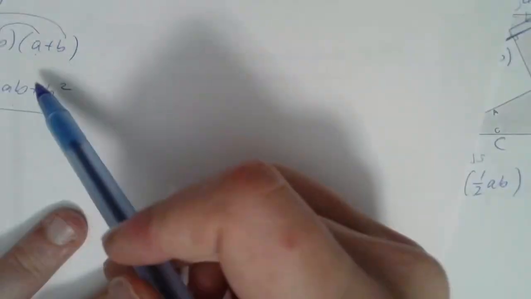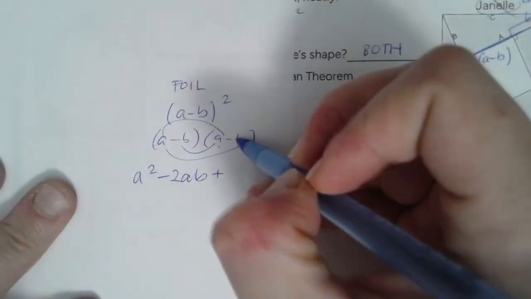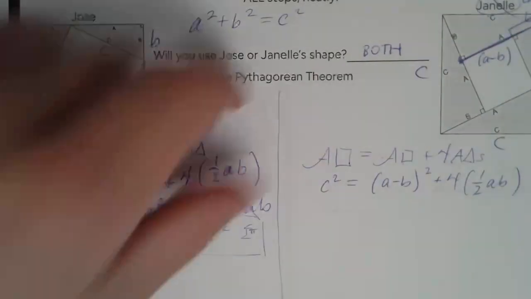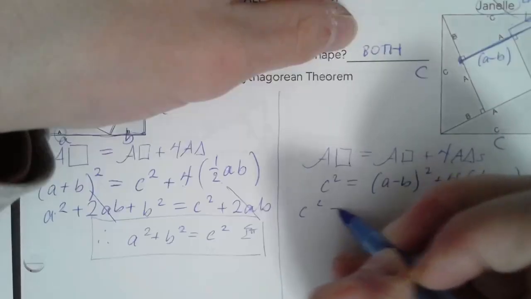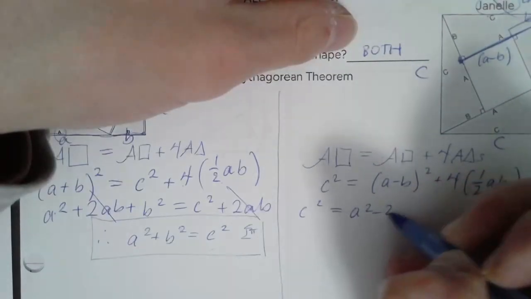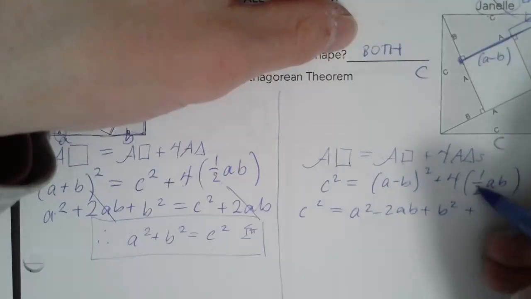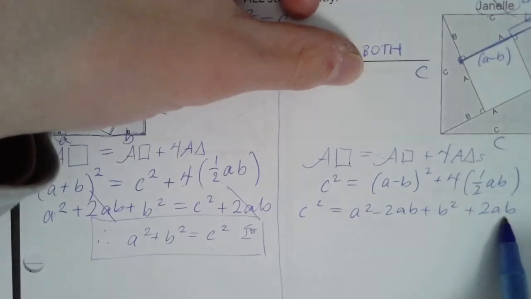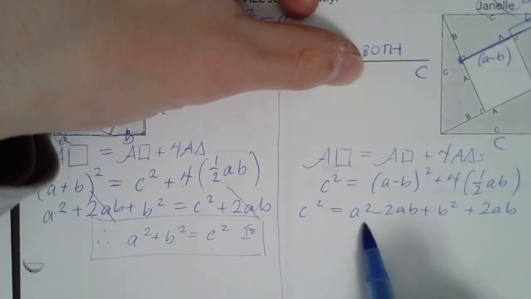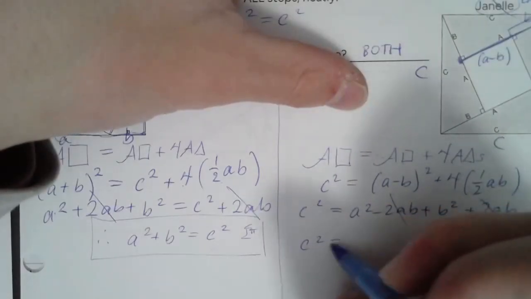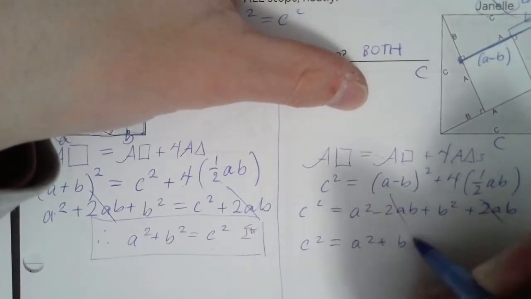So the difference is, earlier we had a positive AB. And then here, negative B times negative B is positive B squared. Excellent. So that's what we'll substitute in for this side. So here on this, I get C squared equals A squared minus 2AB plus B squared plus 4 times 1/2, which is, of course, 2AB. And now look at this. I have a plus 2AB and a minus 2AB. Interesting. And, of course, they cancel. And we're left with C squared is equal to A squared plus B squared.